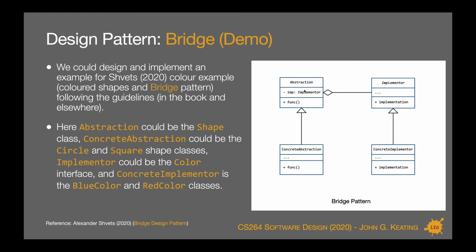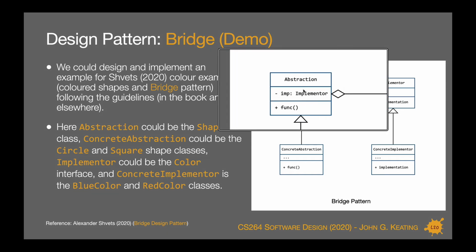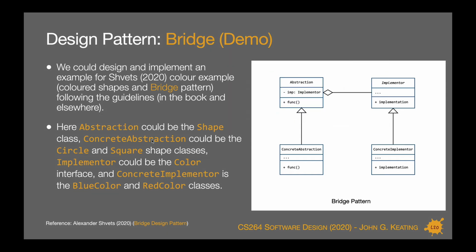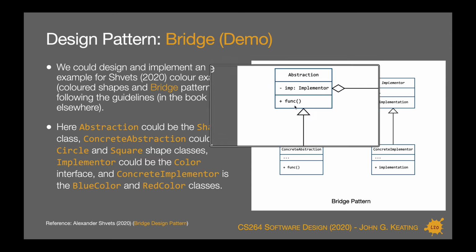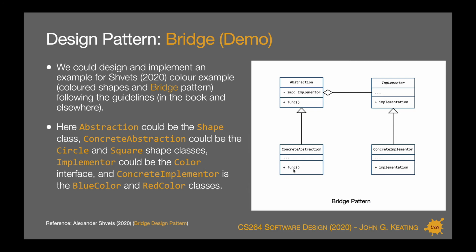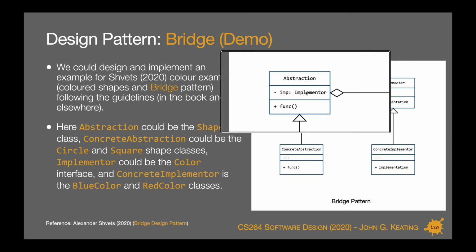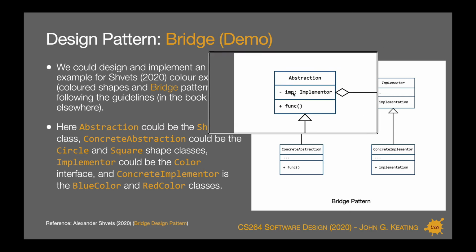Okay, so here the abstraction could be shape. Concrete abstraction, here that could be circle or square or triangle or anything we've seen before. Func could just be something that they do, so draw or get the color or any of the concrete things we want to be able to do with our shapes. Now it also contains this implementation. We have this imp here.